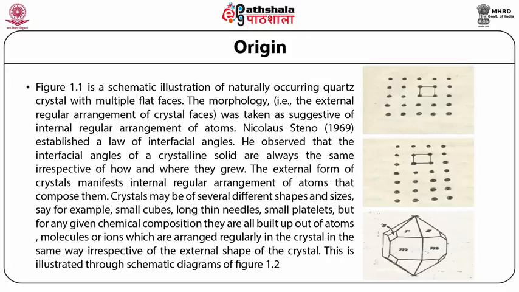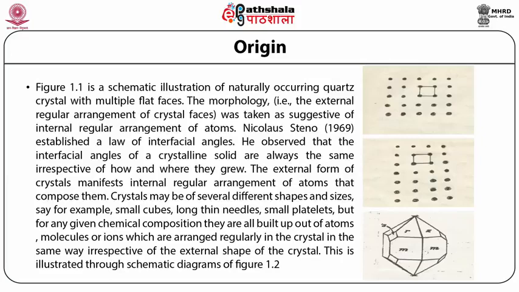The morphology, that is the external regular arrangement of crystal faces, was taken as suggestive of internal regular arrangement of atoms. Nicholas Steno in 1669 established a law of interfacial angles. He observed that the interfacial angles of a crystalline solid are always the same irrespective of how and where they grew. The external form of crystals manifests the internal regular arrangement of atoms that compose them.